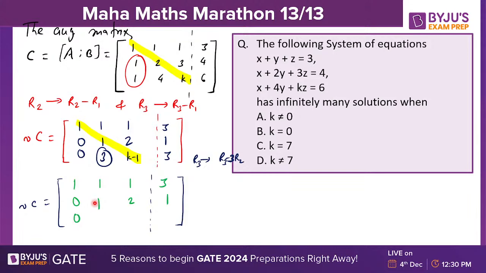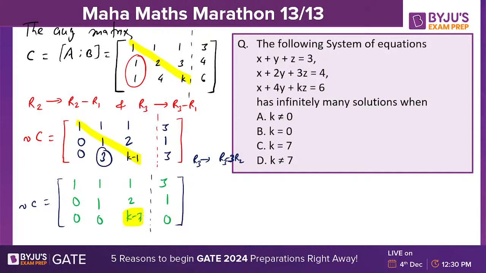This type of question is actually a GATE question only. So 0 minus 0, 3 minus 3 will be 0. K minus 1 minus 6 will be K minus 7. And 3 minus 3 will be 0. So students, we have got this matrix.